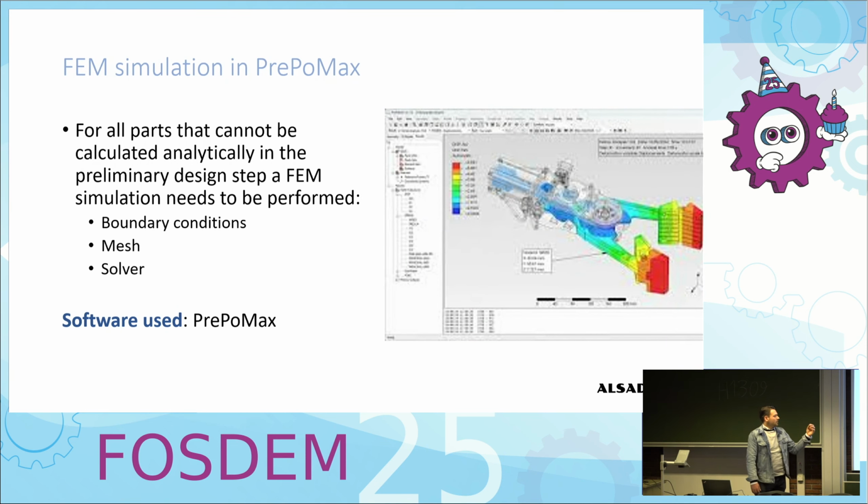Some things cannot be calculated in the preliminary design step because the geometry may be too complicated. For that you would do a FEM simulation in PrePoMax. PrePoMax is very similar to Abaqus, if you know about that. How you do a FEM simulation is you import the STEP file that you exported from FreeCAD, define your boundary conditions, mesh the geometry, and solve your case study. This is done with PrePoMax.